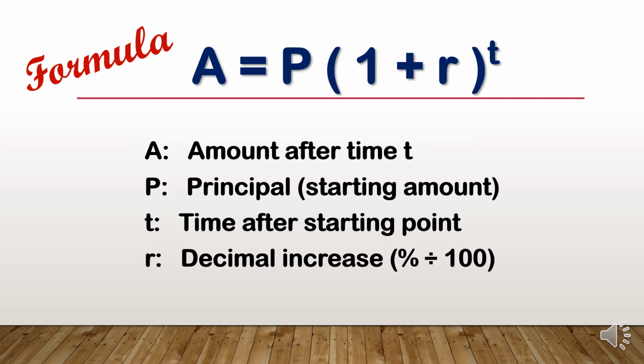So this is our formula that we're going to apply when we are solving exponential growth. A is equal to P, open parenthesis, 1 plus R, close parenthesis, raised to T. So A stands for amount after time. P means principal, the starting amount or the initial number of whatever the problem is talking about. T refers to time after the starting point, and R is the decimal increase or percent divided by 100.